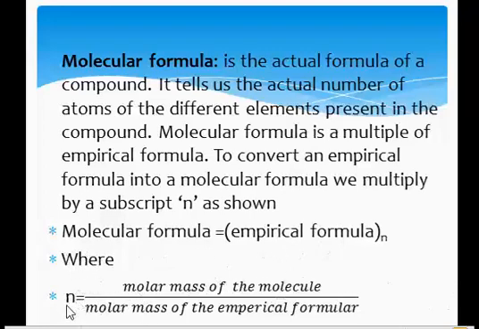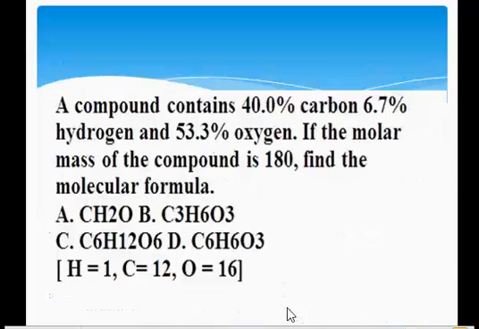Now this is the formula for the subscript n. To get this subscript n, it is going to be equal to the molar mass of the molecule, that particular molecule we want to evaluate its molecular formula. We need to get the molar mass, then we divide by the molar mass of the empirical formula of that particular molecule. All right, I think it will make more sense if I go by example.